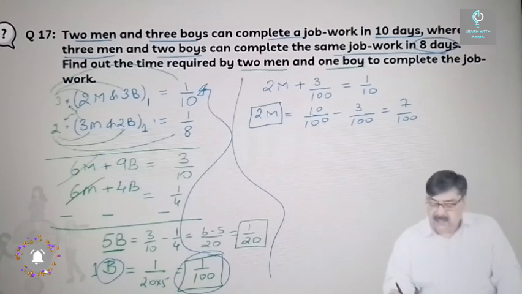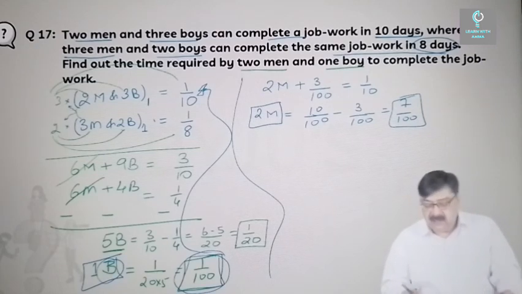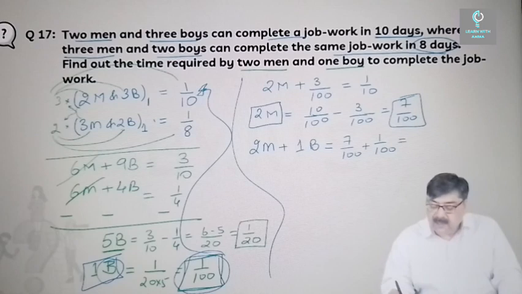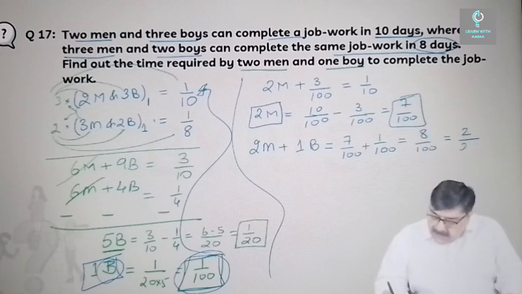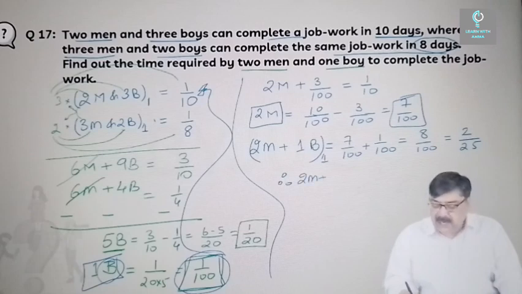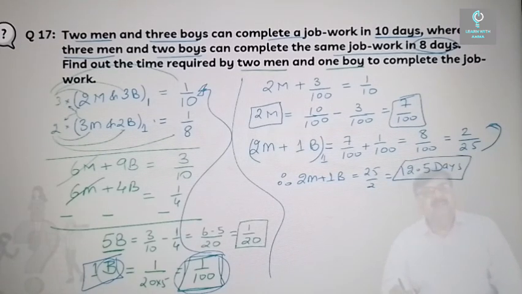So 2 men you found out here, 7 by 100. 1 boy you already have here. 1 boy capacity is 1 by 100. So 2 men and 1 boy will be able to complete this work. For 2 men, 7 by 100. For 1 boy, 1 by 100. So 8 by 100. That is 2 by 25. Now this is 2 men and 1 boy's 1 day work. So therefore we can say that 2 men and 1 boy can complete this work. Well, take reciprocal of this as we usually do. In 25 by 2 days, and that is nothing but 12 and a half days. That's what we have with us.